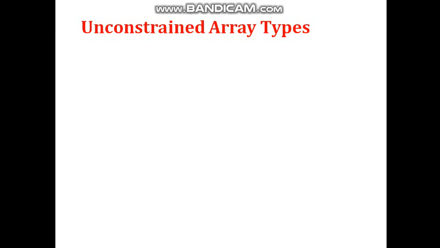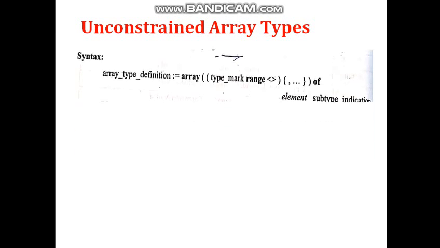VHDL also allows us to define unconstrained array types, in which we just indicate the type of the index value without specifying the bounds. There is no specification of a bound. We specify the range type, but we do not specify the bounds. For that, the syntax for unconstrained array types is in front of you. The syntax is: array type definition, array type mark, range of the element subtype indication.